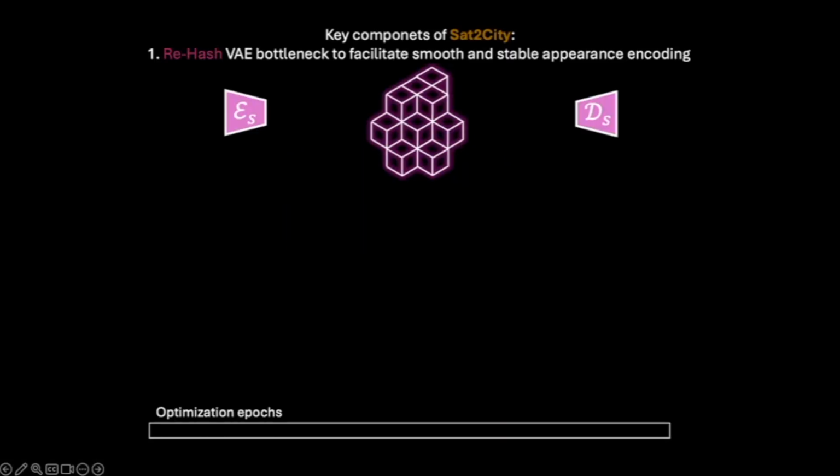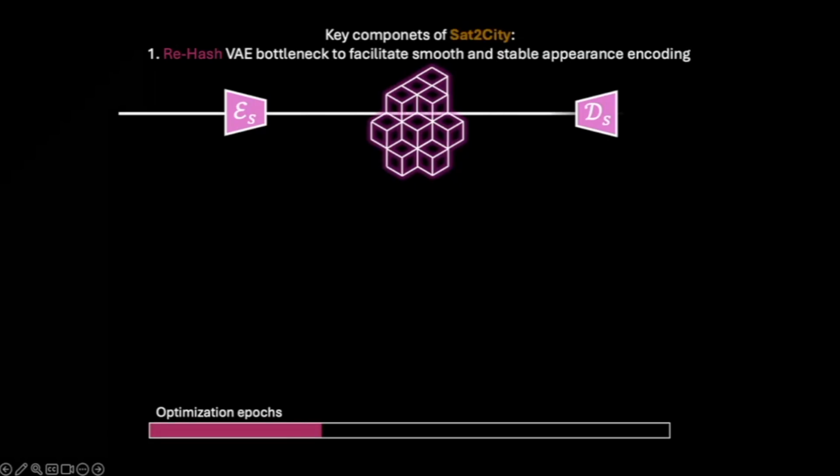In the first stage of VAE training, we focus purely on geometry. The sparse VAE is trained to reconstruct geometry and surface normals from the voxelized point cloud. At this stage, the appearance branch is disabled. The goal here is to obtain a stable and accurate sparse latent representation of the city's structure.